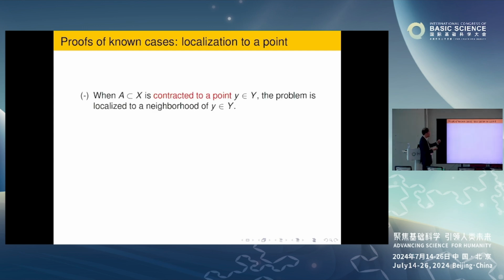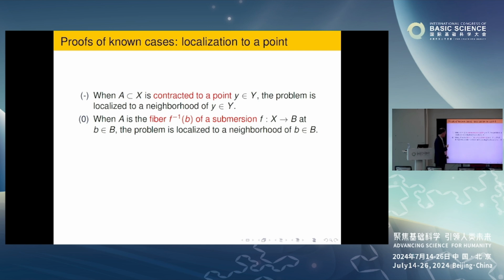So here's the rough sketch. When the submanifold can be contracted to one point, the problem is localized to a neighborhood of the contracted point. It's a local problem. And when the submanifold is a fiber of a submersion, then the problem can be localized to the base point somehow, or downstairs. So it's also a local question.